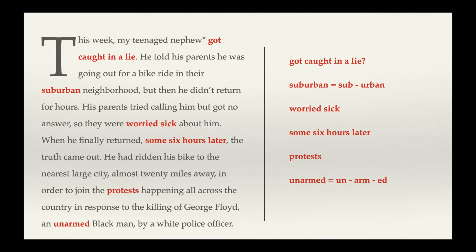So let's go back. Now we should summarize. If you could use one sentence to summarize this paragraph, what would it be? So remember, when you're summarizing, you want to think about who or what did what and so what. So the who here is my teenage nephew. So you can say the teenage nephew lied to his parents and went to a protest.